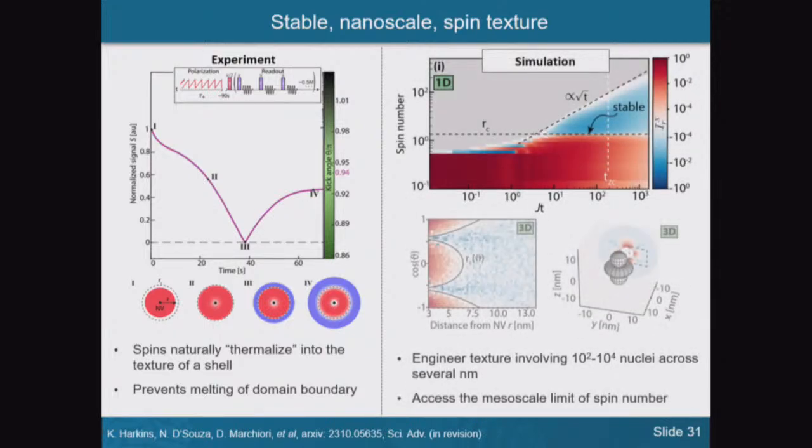Here are some simulations that show this a little more transparently. What's shown on this axis is time in some normalized units. What's shown on this axis is space in 1 dimension, so it's a 1-dimensional simulation of this experiment. You can start with all the spins polarized up, and you just leave the system. The spins will automatically move along this time axis, and then suddenly the spins in this region flip. Okay? And this domain wall is pinned, and it remains stable for a very long time.